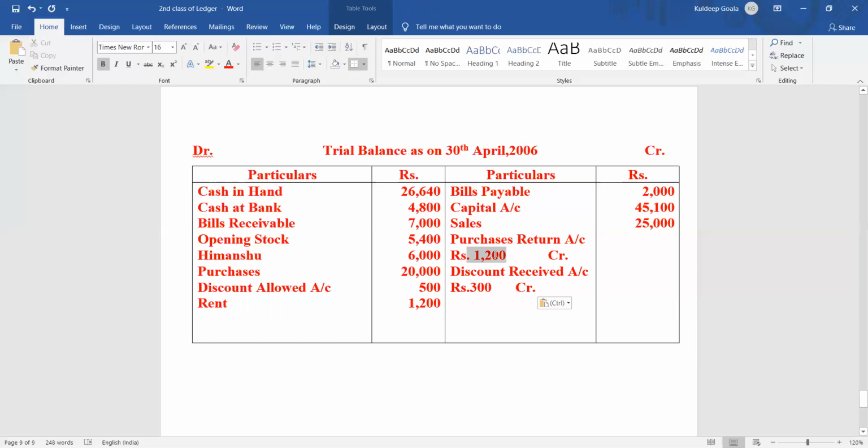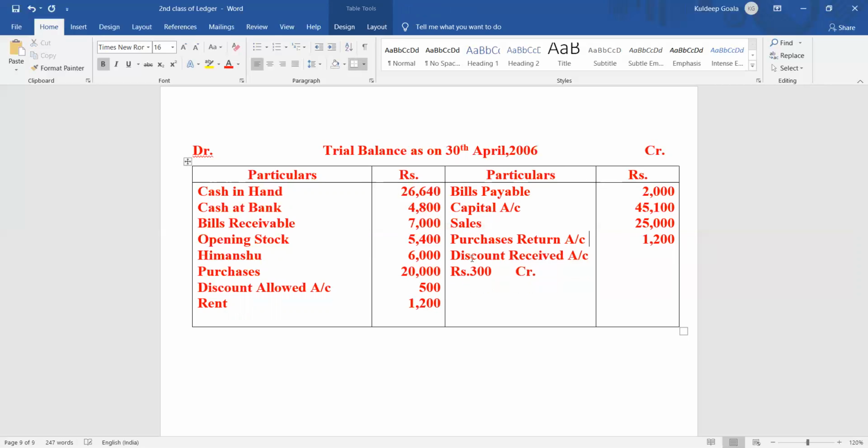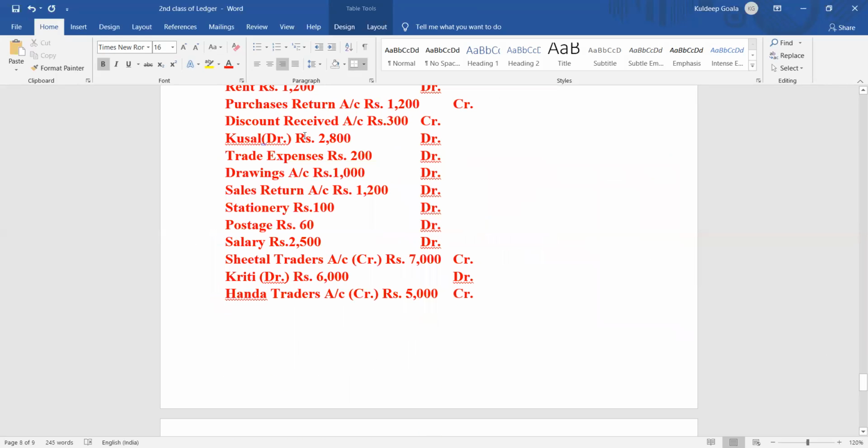First of all, purchase return, the amount we will just post it here. Then discount received also we have just posted the amount here, and then we will go back again. After discount received we have finished, right? Then comes Kushal. Kushal is again debit, right? And trade expenses 200, right? So this is the one, trade expenses, Kushal.